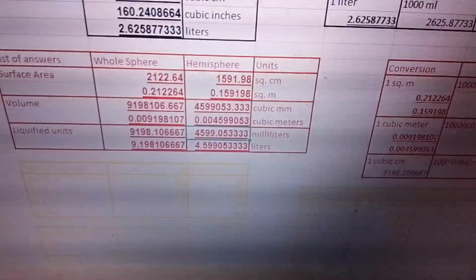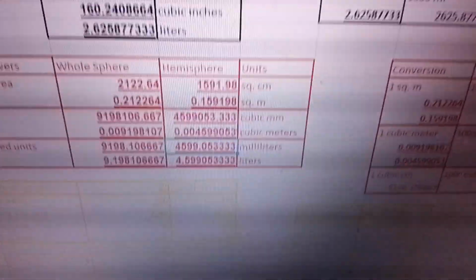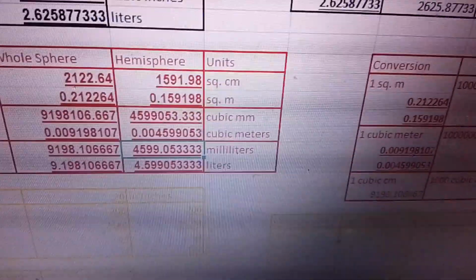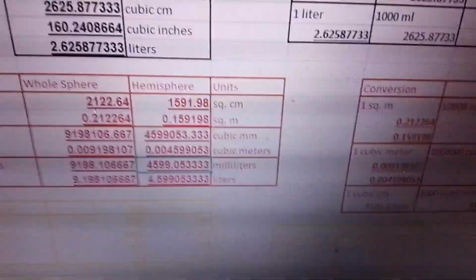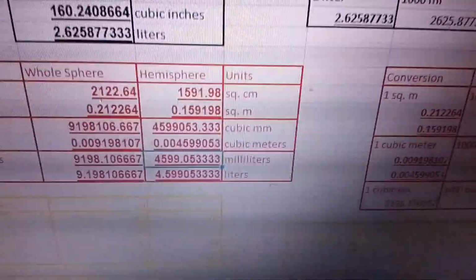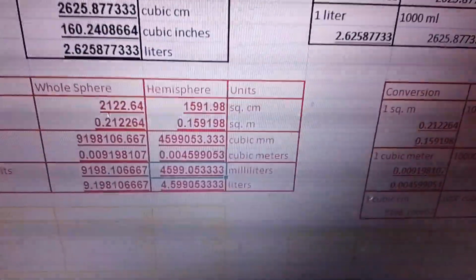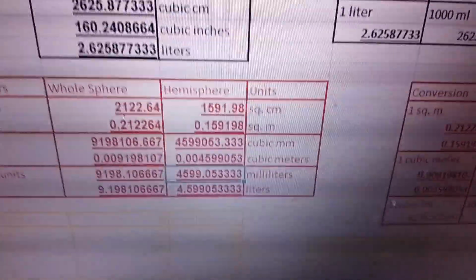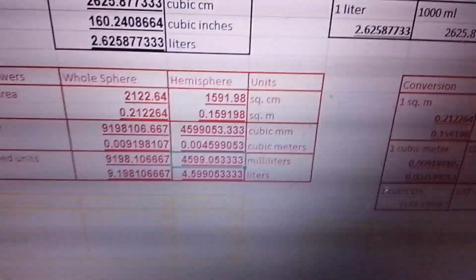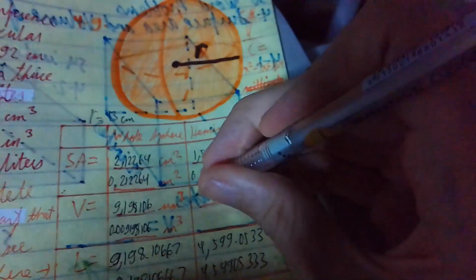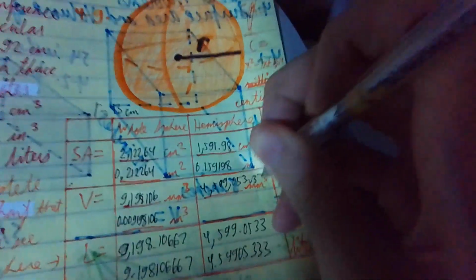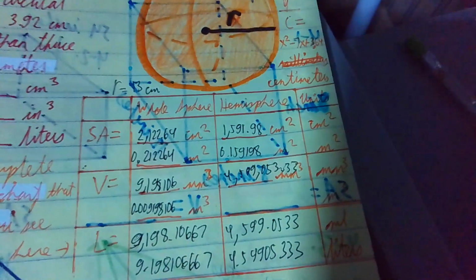Last but not least, based on our volume in the hemisphere, we need to convert that to cubic millimeters and cubic meters. How do we do that? It's just like what you did last time with the whole sphere. For converting to cubic millimeters, from cm to millimeters, it's 10 mm, but cubing it will give you 1,000. So you shift the decimal point 3 places to the right, which will give you 4,599,053, which will look like this. Yeah, so that's the answer.